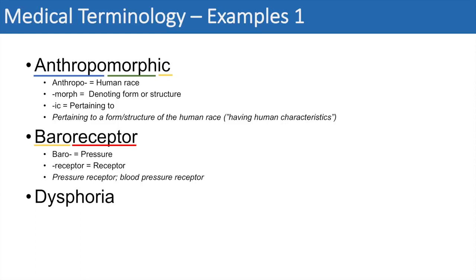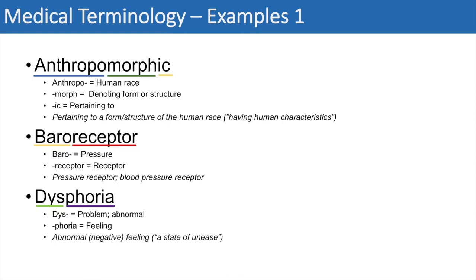The next example is dysphoria. So again, just break it down into pieces. So first part of this word, we might have heard this before, dys means a problem or something that is abnormal. And when we look at phoria, we learn that phoria means feeling or relating to a feeling. So when we put it together, it literally means there's some abnormal or problem or a negative feeling. And it really actually means a state of unease.